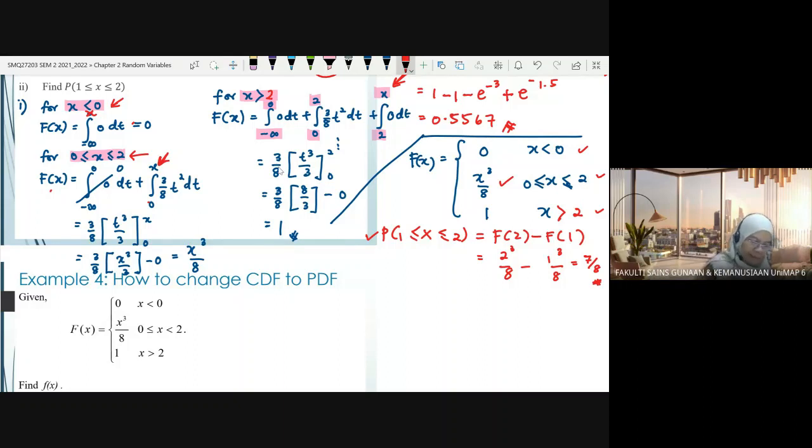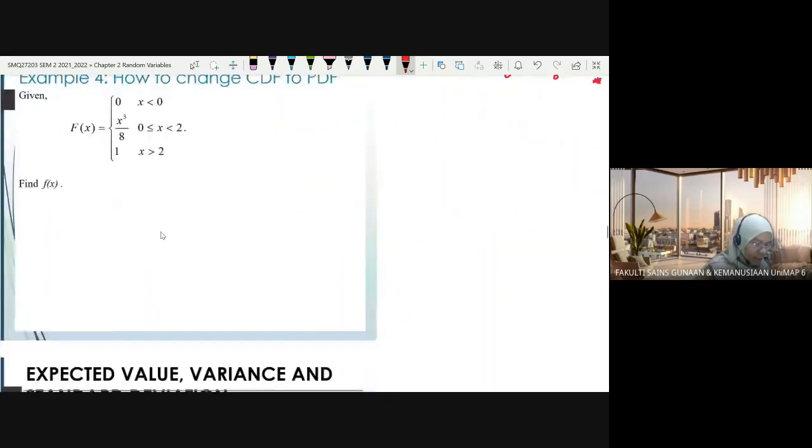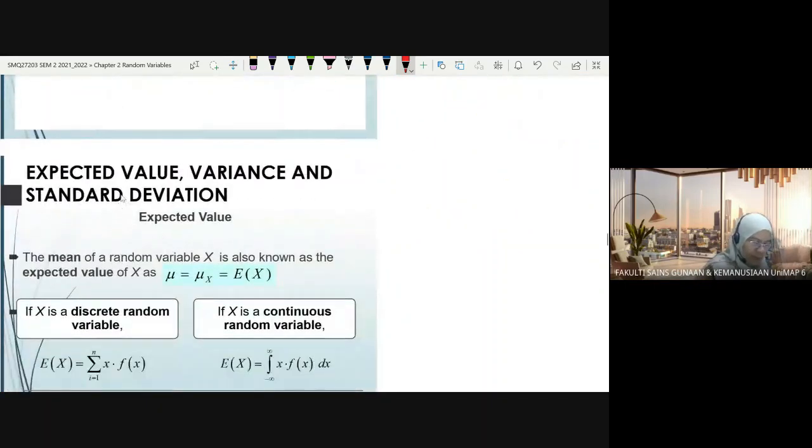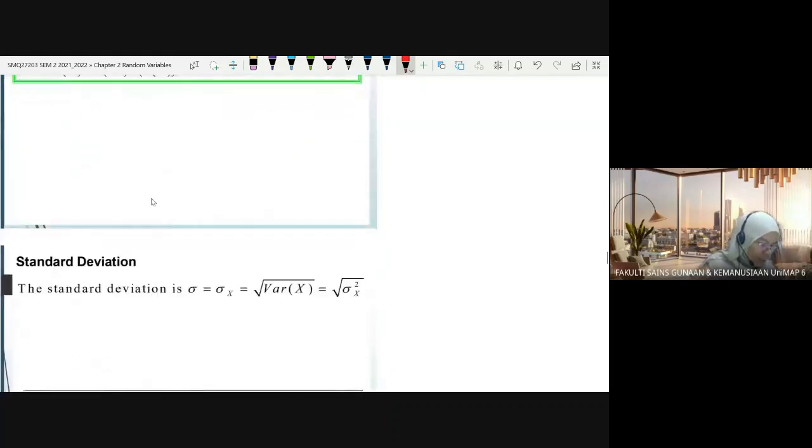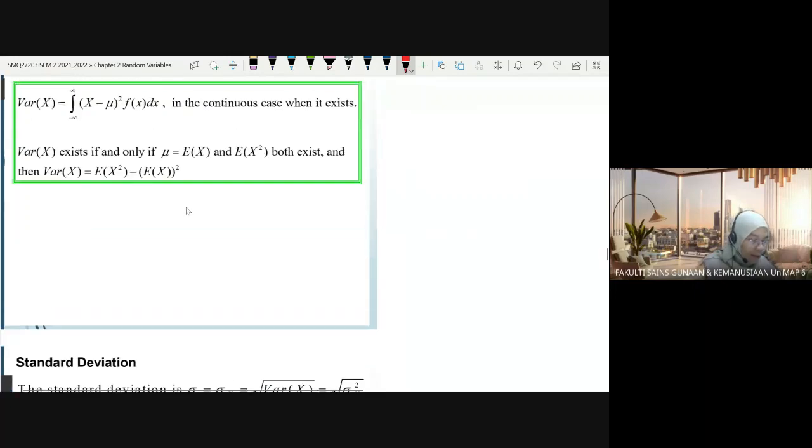I'll just keep this with you for a while. I want you to try example 4 later on. If you don't understand, we will discuss later on. I would like to finish this last part. Within maybe 10 minutes, we are going to see how we can find the expected value for x if it is coming from a continuous random variable.